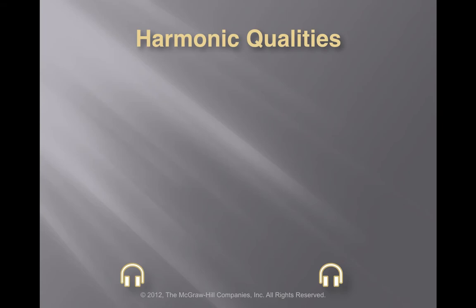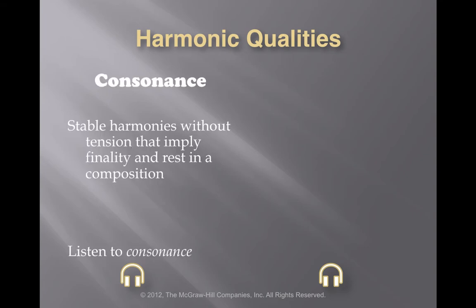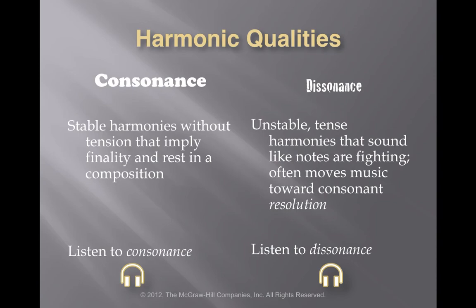Now, when we listen for harmony, there are a few things that we can hear. First of all, consonance. The definition of consonance is a stable harmony that does not have any tension, usually a strong chord. Pieces of music often start and end with consonance. Dissonance, on the other hand, is unstable or tense harmonies, and we can hear that we need those harmonies to go somewhere. We feel like they need to resolve.